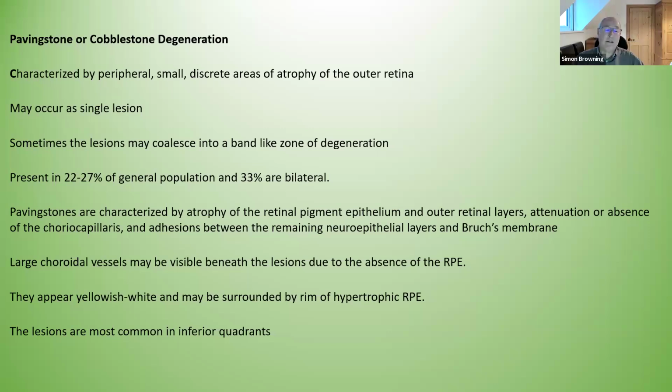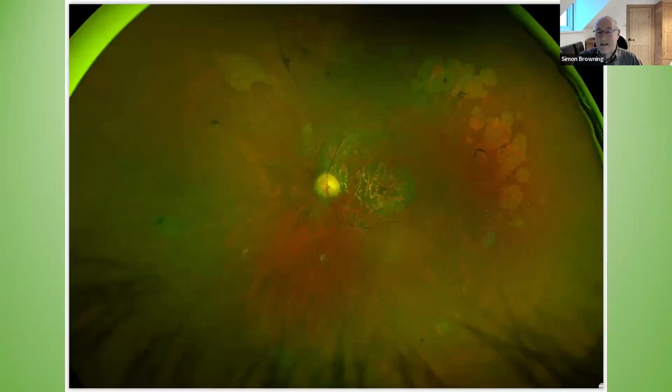And the lesions are most common in inferior quadrants. Again, you quite often see these comments made. Certainly what we do find now is with ultra-wide field imaging, because we can generally look much wider, you will actually see them around lots of areas of the retina. And this is classic cobblestone and paving stone degeneration here.